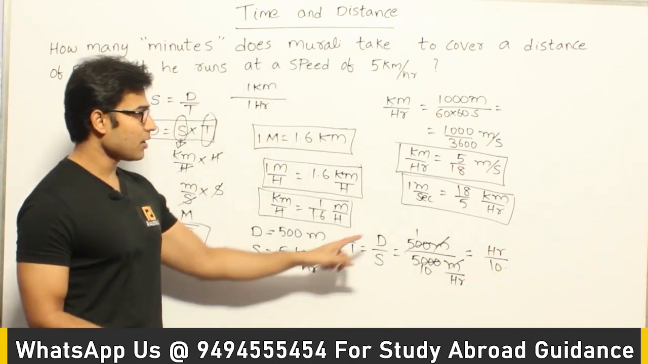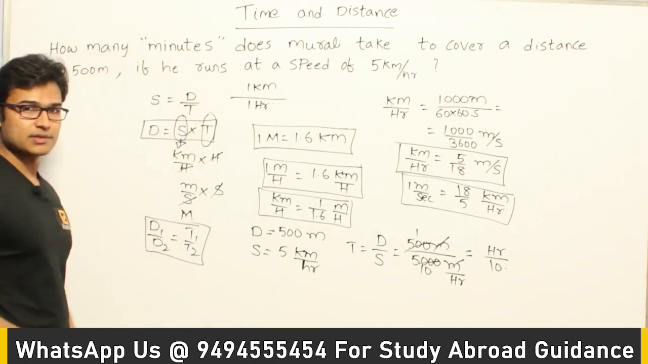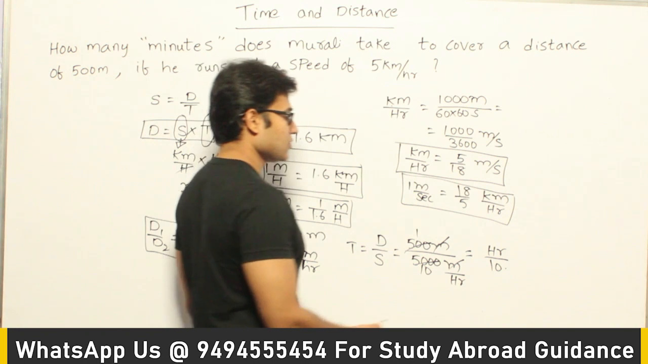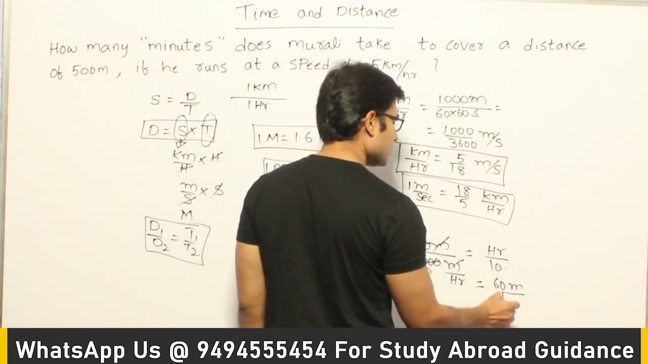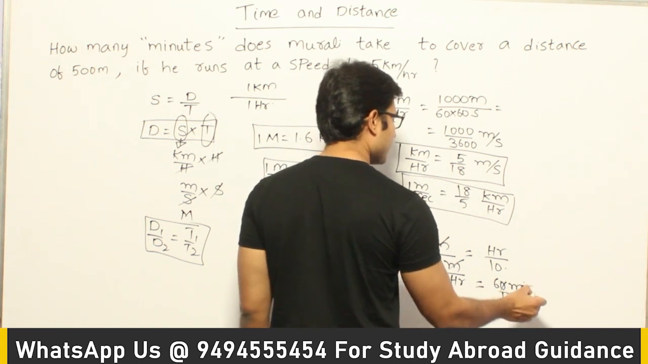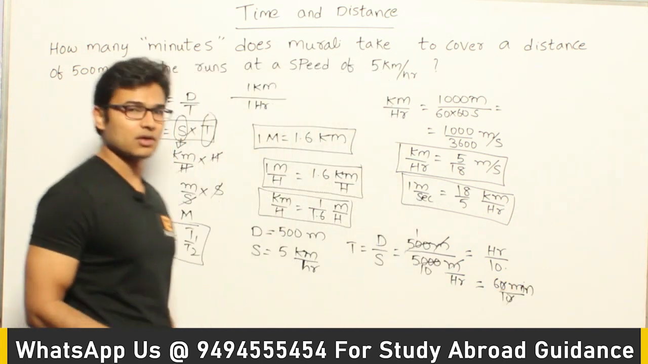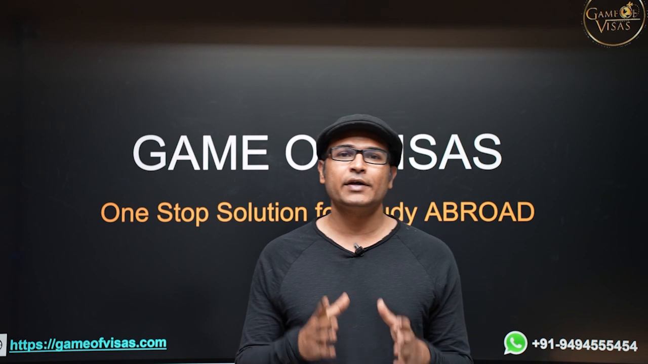So the time we got is in hours, but in what are they asking? Time they are asking in minutes. So convert it to minutes. How can we convert it? 1 hour equals 60 minutes. So 60 minutes divided by 10, which means 6 minutes is the answer. Got it? Okay.